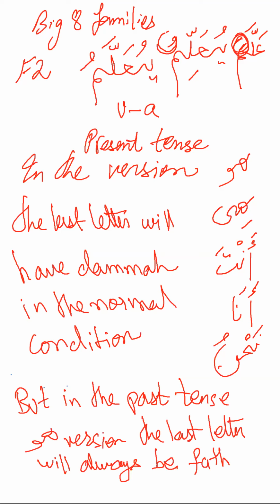Fatha, fatha, right? For example, fataha, this is the Hua version of yaftahu. Then we have fataha, daraba, nasara, sami'a, hasiba, karuma. Then all of the big 8 families: allama, jahada, aslama, tafarraqa, ta'awana, inqalaba, iqtaraba, istaghfara. So the Hua version will always have a fatha in the end.